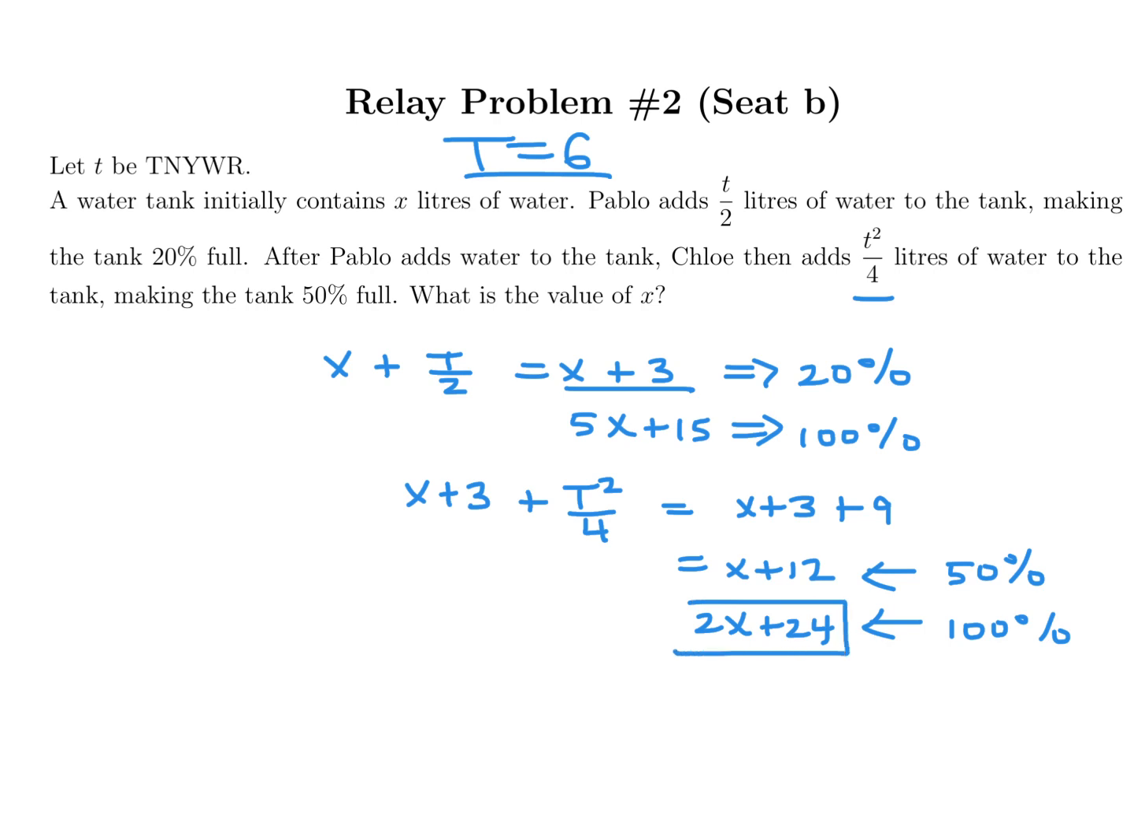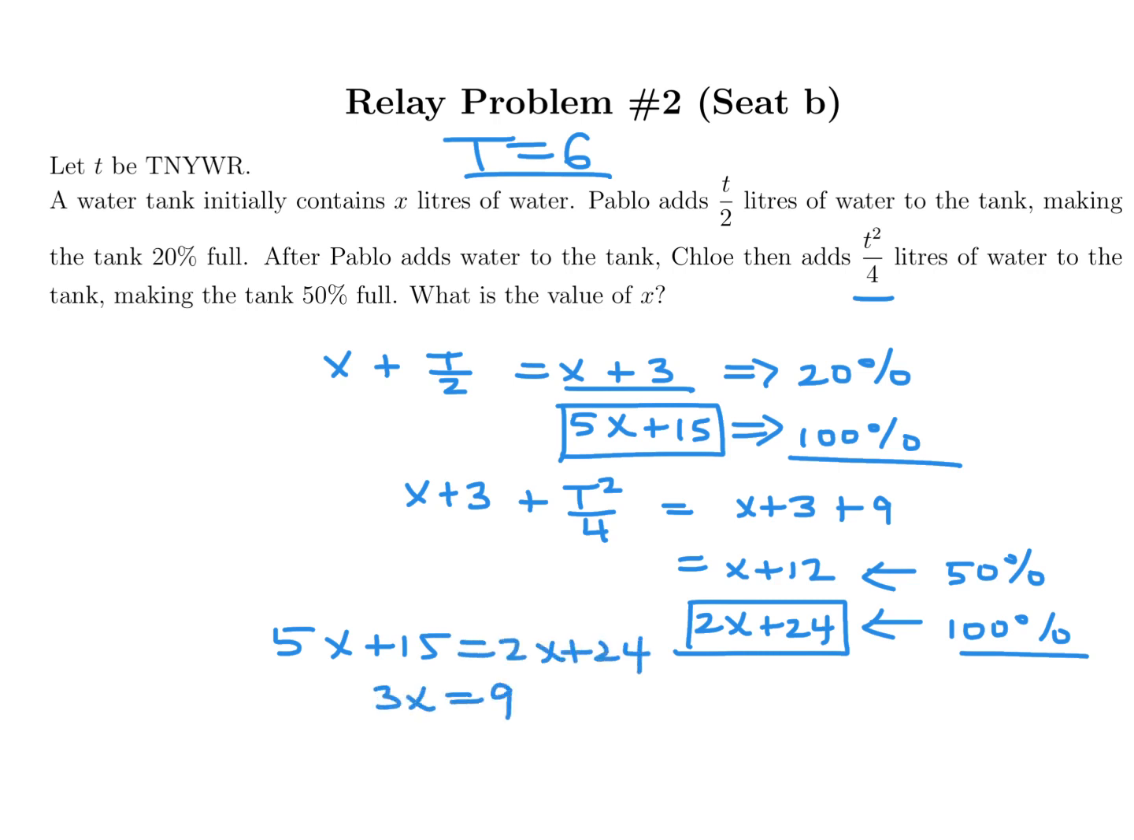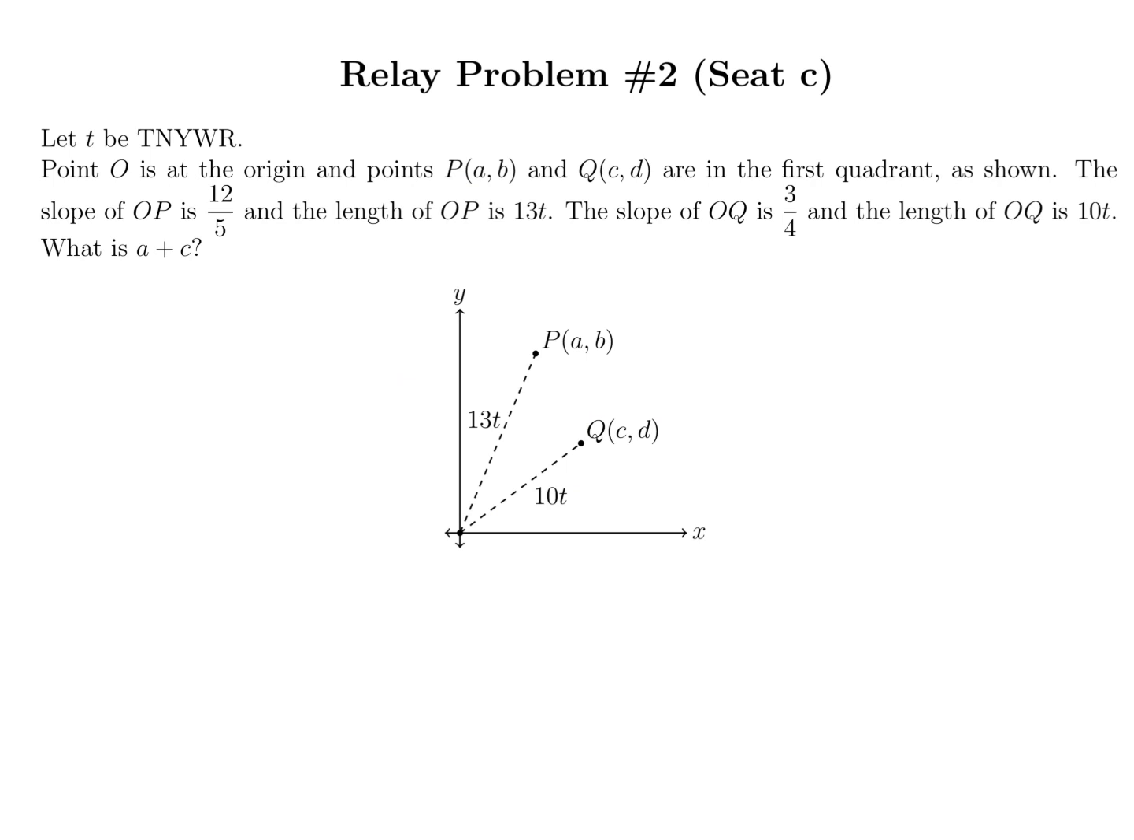So 2x plus 24 represents 100% of the tank, and 5x plus 15 represents 100% of the tank, so we can set them equal to each other to solve for x. So 5x plus 15 is equal to 2x plus 24, and therefore that's 3x is 9, and therefore x is 3. T is 3.